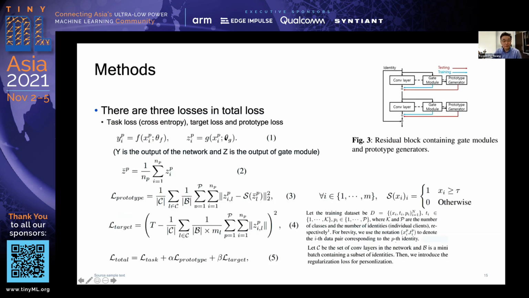A little bit more detail on the loss function here. Z is the gating pattern, and we'd like those gating patterns to be centered around their prototype. And also, this is a target pruning rate. If we have a certain target, like making the network a third of the original one, then we can give that ratio in this loss function.